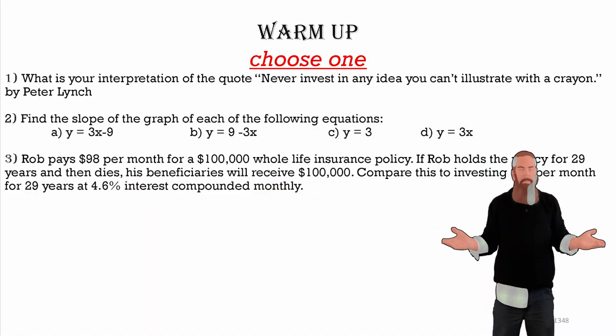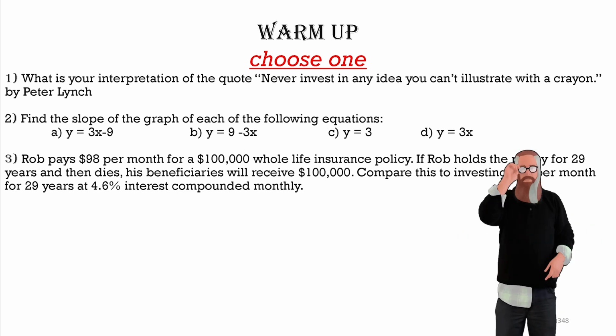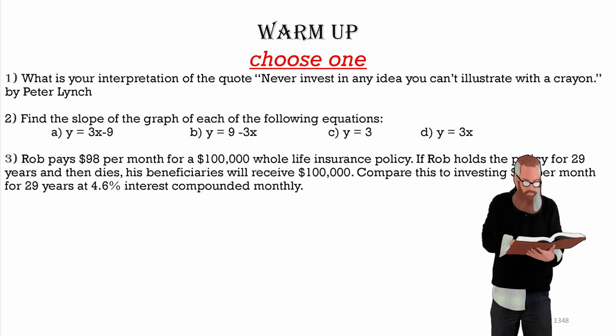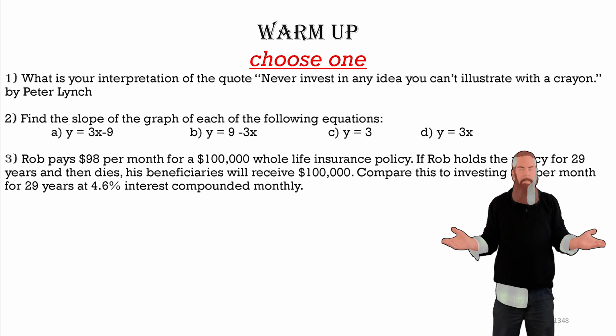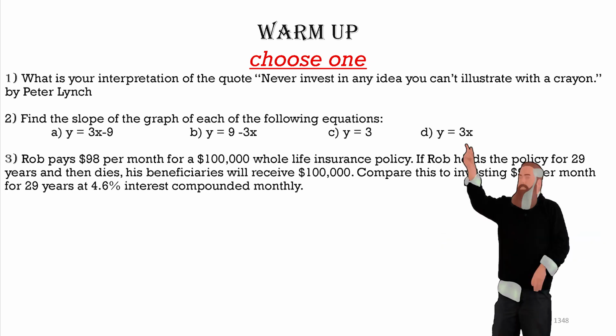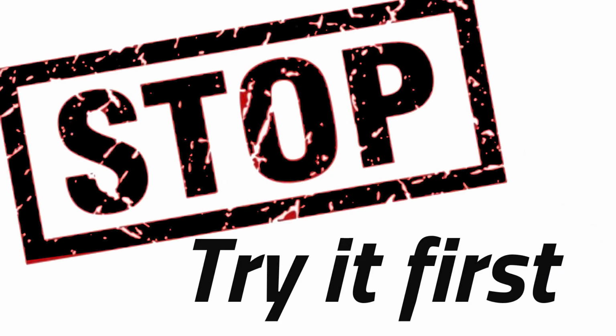Now let's take a look at a problem that you will be able to do by the end of this lesson. Rob pays $98 per month with a $100,000 whole life insurance policy. If Rob holds the policy for 29 years and then dies, his beneficiaries will receive $100,000. Compare this to the investment of the $98 per month for 29 years at 4.6% interest compound monthly.